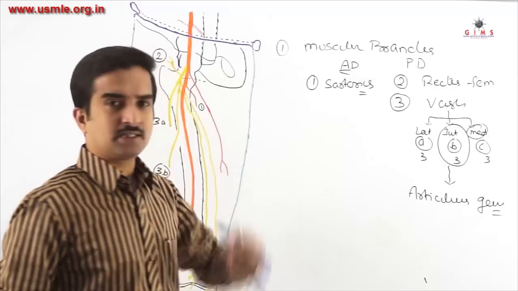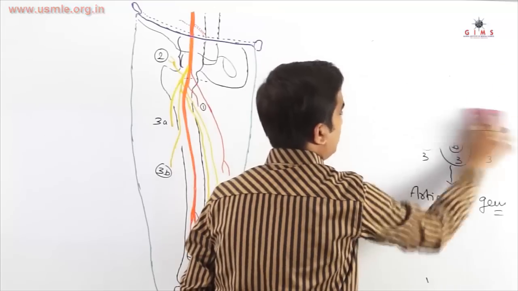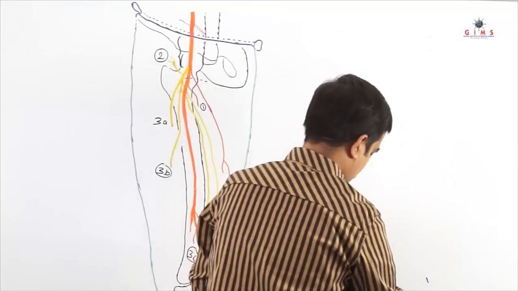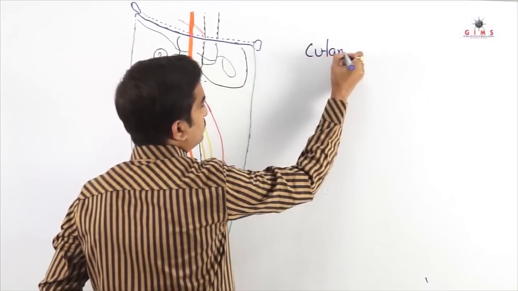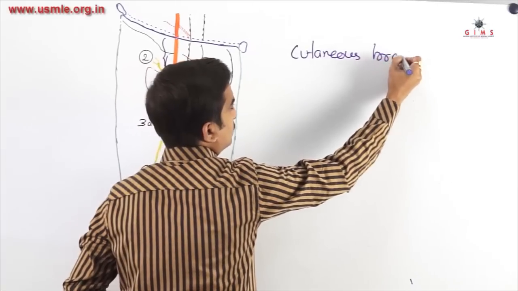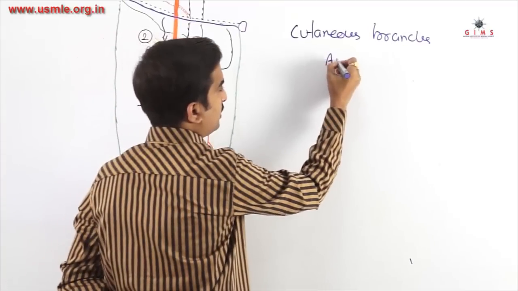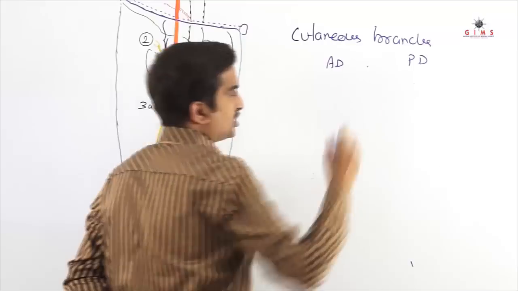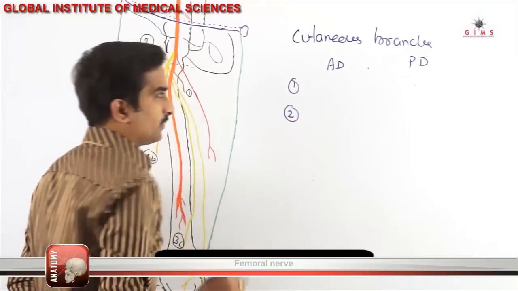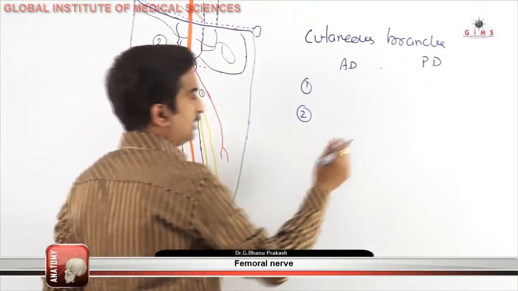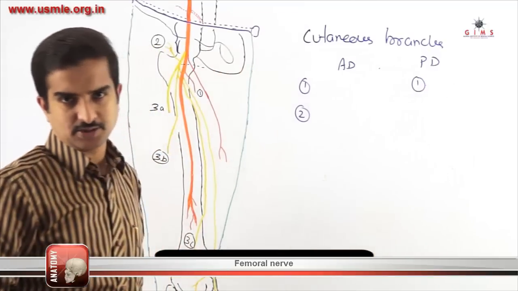Now, after we discussed the muscular branches, let us see what are the cutaneous branches innervated by the femoral nerve. Again, in the cutaneous branches we have the anterior division as well as the posterior division, right? The anterior division gives off 2 cutaneous branches and the posterior division gives off only 1 cutaneous branch.